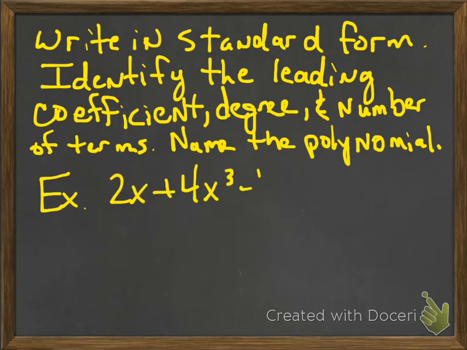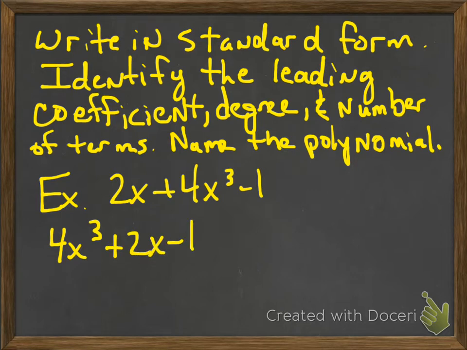2x squared plus 4x cubed minus 1. That is not in order. That's not in standard form. So let's put it in standard form. Put it in order. 4x to the third plus 2x squared minus 1. Oh, look at y'all being awesome. There we go. Now that's in order.